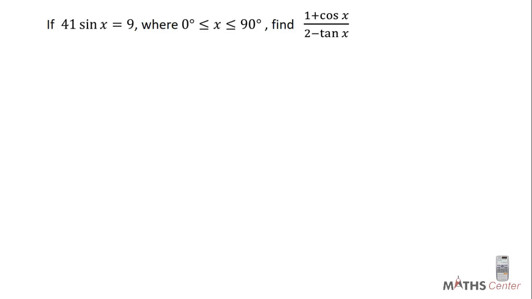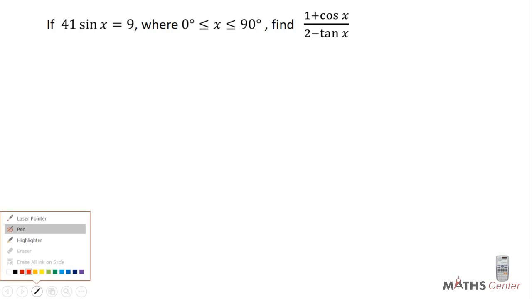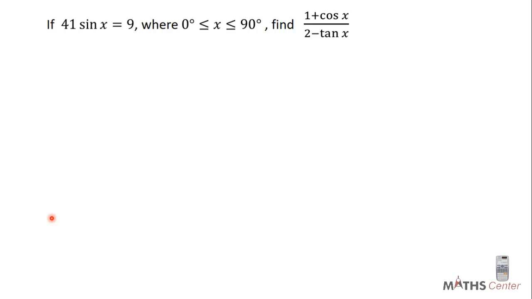If 41 sine x is equal to 9, where x is between 0 degrees and 90 degrees, find 1 plus cos x divided by 2 minus tan x. So the question is saying that 41 sine x is equal to 9, and x is between 0 degrees and 90 degrees, which means that x is an acute angle.